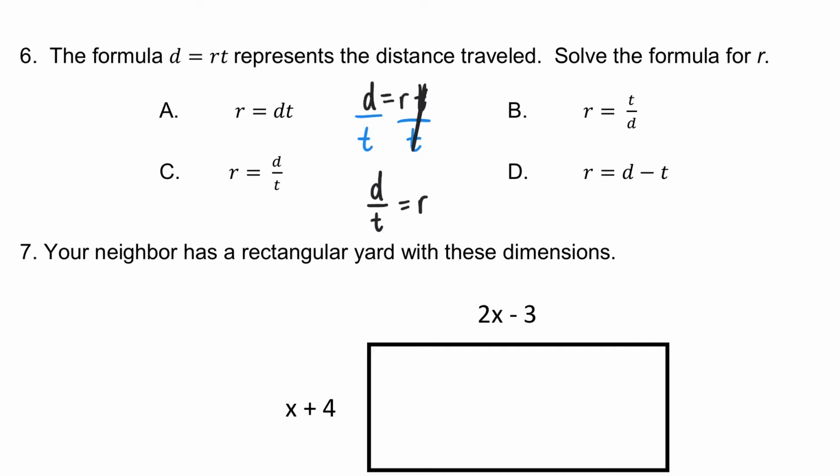If it was 8 and 2, we would say 8 divided by 2 is 4, but d divided by t is just d divided by t. Okay? So, and this is it. We've solved for r. So we've got r all by itself. So r is going to be d divided by t, so that's answer choice C here.